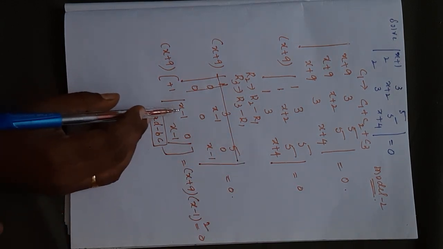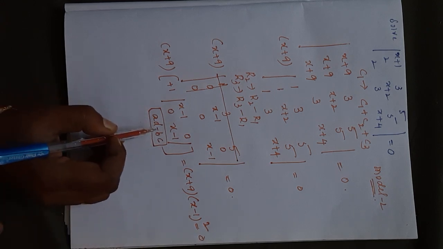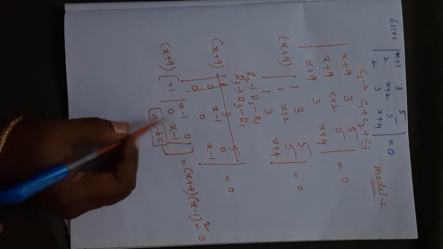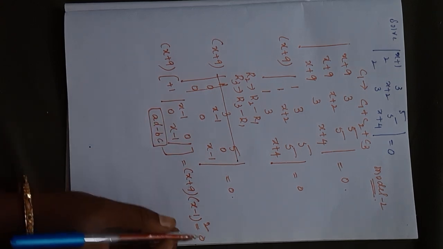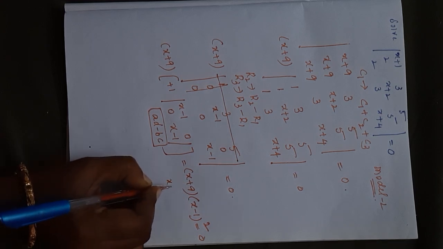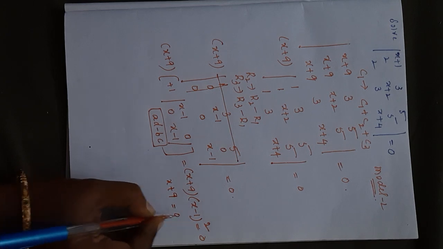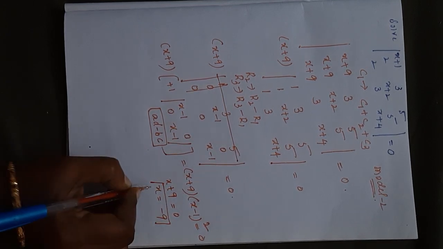So here x minus 1 into x minus 1 will become x minus 1 whole square. A into d minus b into c is 0 into 0 is 0. Here you have two factors. X plus 9 is equal to 0. X is equal to minus 9. This is one of the values.